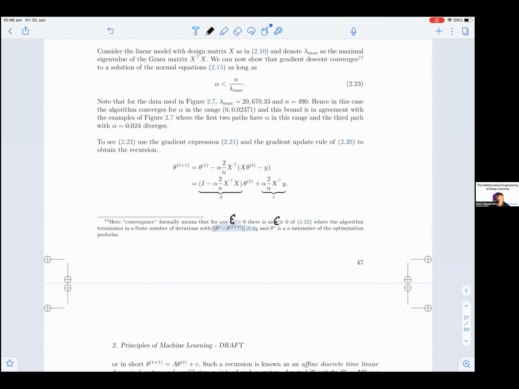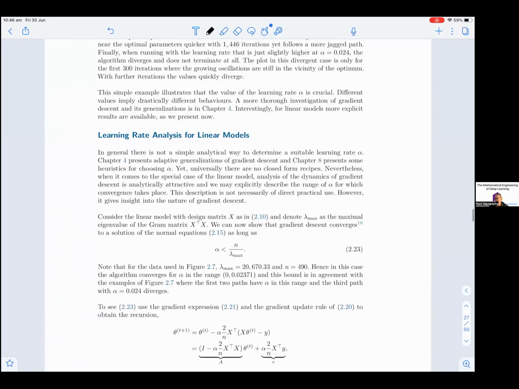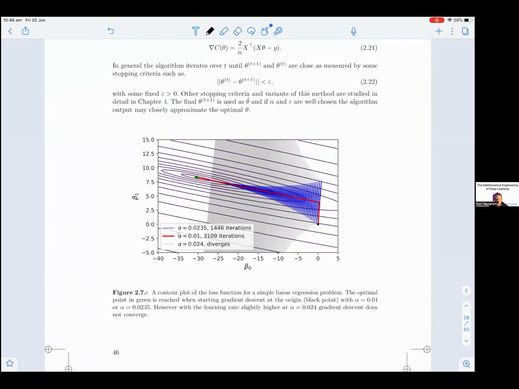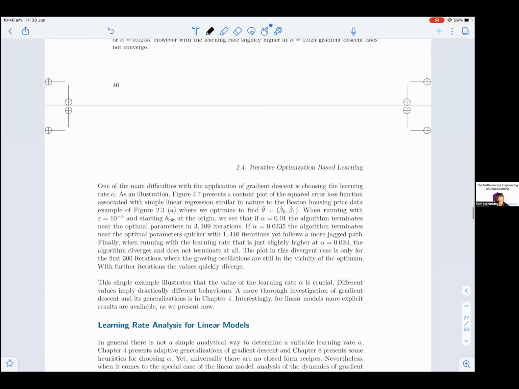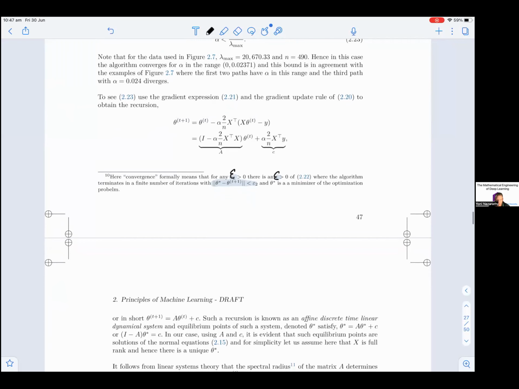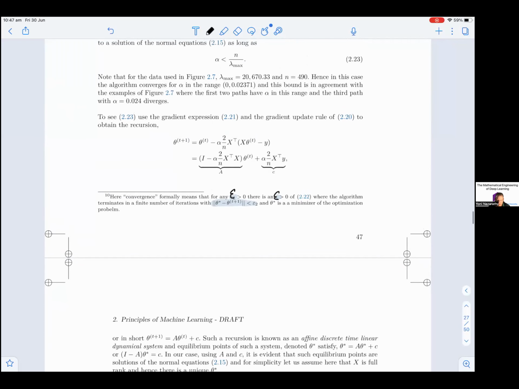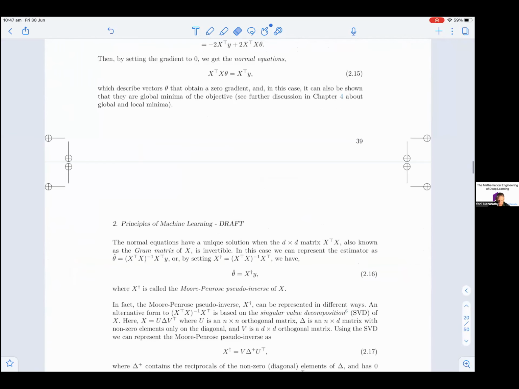Note that for the data used in figure 2.7, lambda max is about 20,700, and n is 490. We have 490 observations. So the X matrix is 490 by 2, and X transposed X is 2 by 2. The maximal eigenvalue of this 2 by 2 matrix is 20,670. Now, keep in mind that this is a symmetric matrix, and hence eigenvalues are real, and then you can actually speak about the maximal eigenvalue. You don't need to speak about the absolute value of it or something like that.